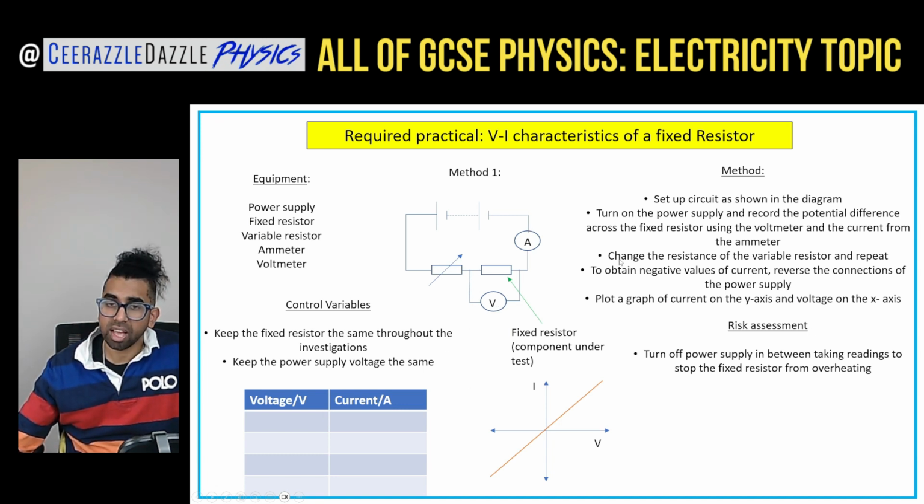Control variables: keep the fixed resistor the same throughout the entire investigation, and keep the power supply voltage the same each time. You're only changing the variable resistor over here, and recording the voltage and the current of the fixed resistor. Then if you were to plot the graph, you'll recognize that you get a straight line relationship between the voltage and the current over here. Risk assessment: obviously, turn off the power supply in between readings to stop the fixed resistor from overheating as well.